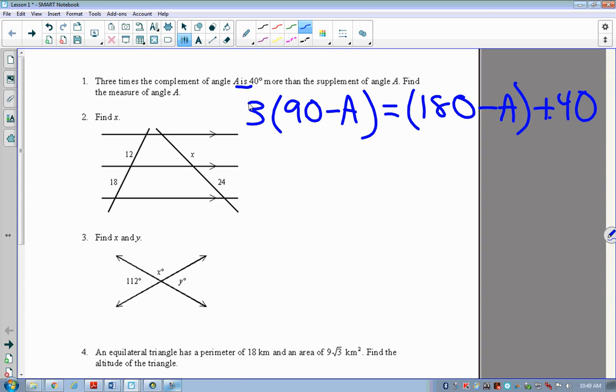All right, so from here, what's my next step, David? Distribute what? Okay, so distribute, he says, here and here. So what's my solution? What do I get from all that?